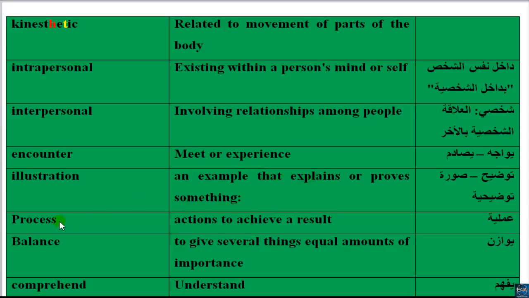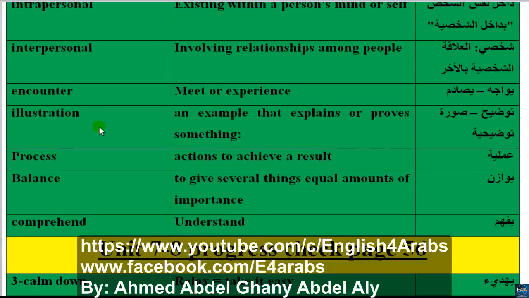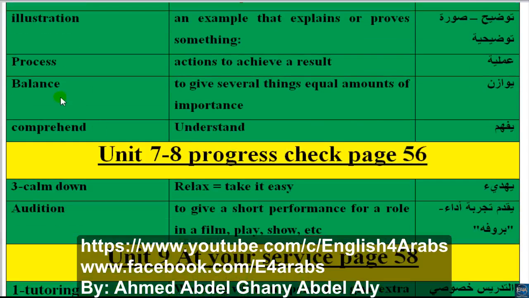Process, British process, American process, actions to achieve a result. Balance, to give several things equal amounts of importance.